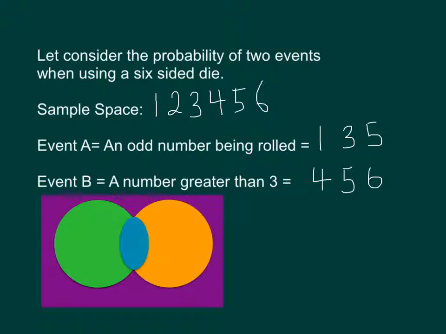With this information, I'm now going to place it onto a Venn diagram. First, I'm going to consider event A. Event A is going to be represented by the green circle, so I write an A above it in the left-hand corner. So, my possibilities for event A are 1, 3, and 5. And my possibilities for event B are 4, 5, and 6.